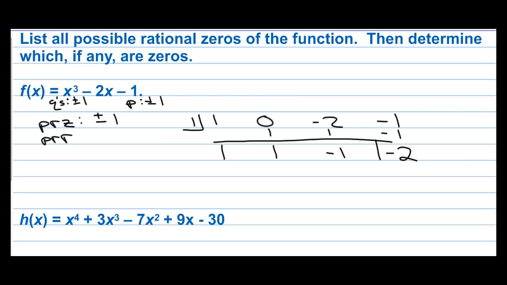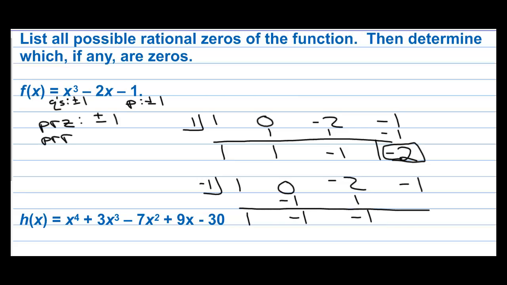Well, 1 is not a 0 because the remainder is not 0, the remainder is negative 2. Let's try negative 1: 1, 0, negative 2, negative 1. We'll bring down the 1. 1, negative 1, negative 1, that's 1, that's negative 1. And then 1, and that is 0 right there.